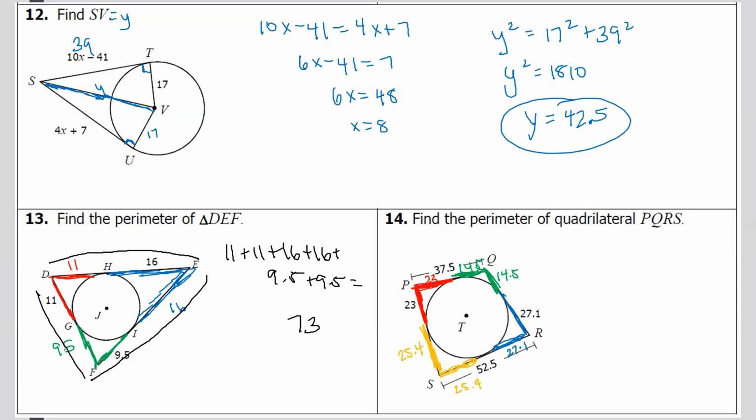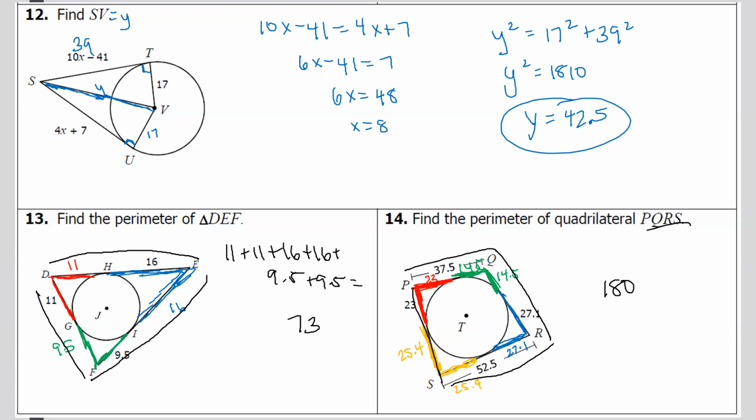So to find the perimeter of this quadrilateral, I'm going to add all of the lengths of the quadrilateral together. You can add each small piece together, or you could find the length of each side and add those, whatever makes you happy. You should get 180. So when you add 23, 14.5, 14.5, 27.1, 27.1, 25.4, 25.4, and 23, you add all the lengths of that quadrilateral together to get its perimeter.